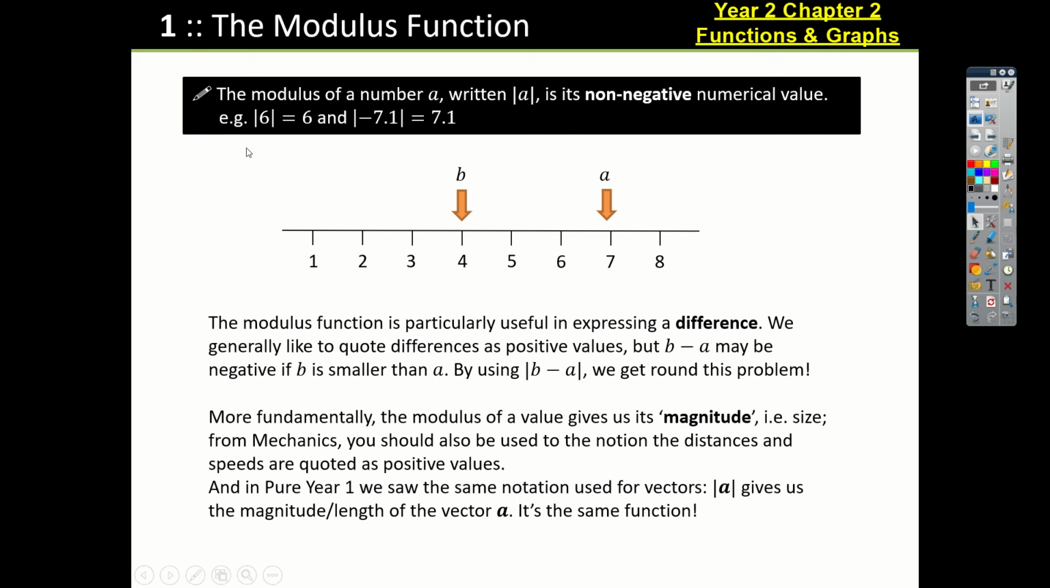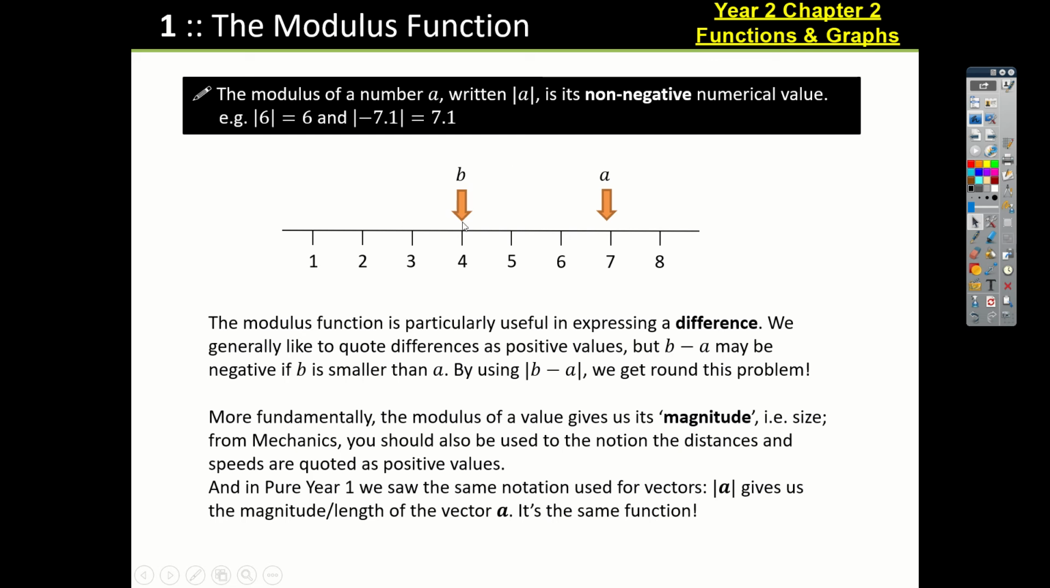So as some examples, the modulus of 6 is just 6. And the modulus of a negative number, minus 7.1, is the positive version of that number. Okay, so you might want to think of it as these bars throw away minus signs, after this thing has been evaluated.